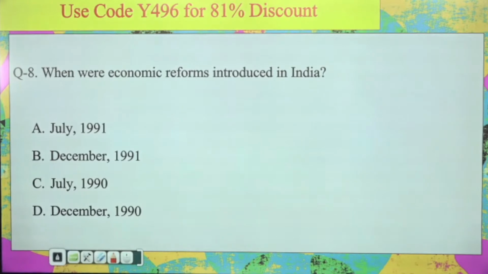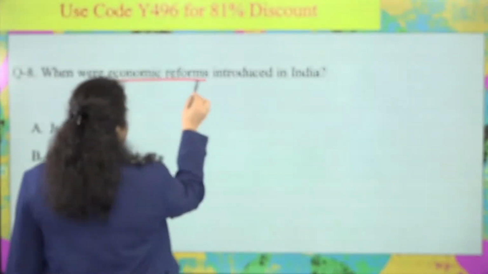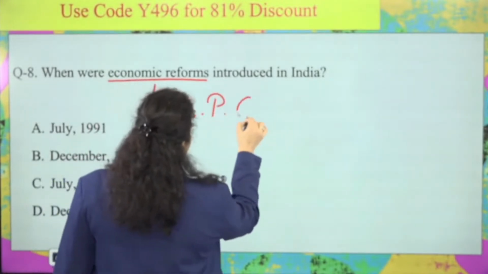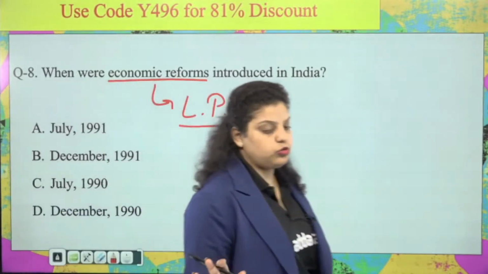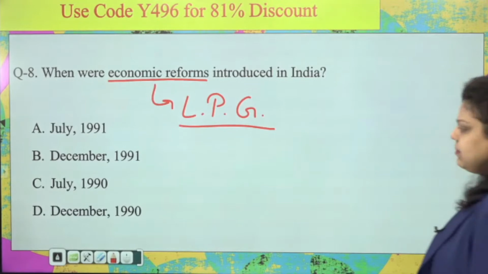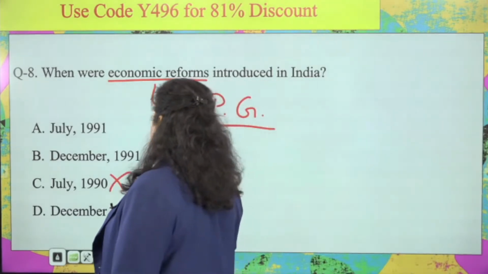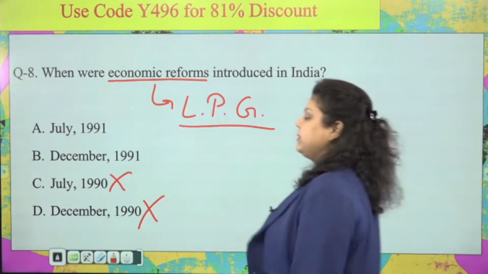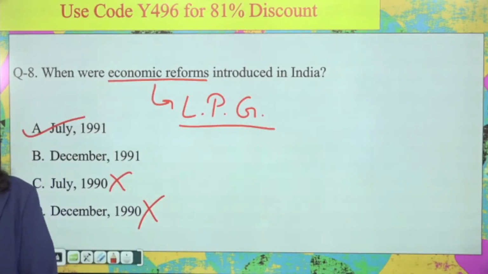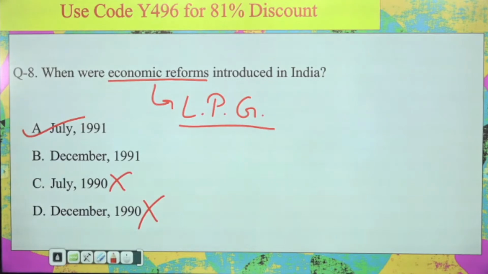Next question is about when economic reform was introduced in India. Economic reform is your LPG policy: liberalization, privatization, globalization. We have discussed many times when it was introduced. The year we all know, that is 1991. It can't be 90, right? But which month? July or December? So the right answer for this question will be July 1991. In July 1991, we introduced the LPG policy, the economic reforms.